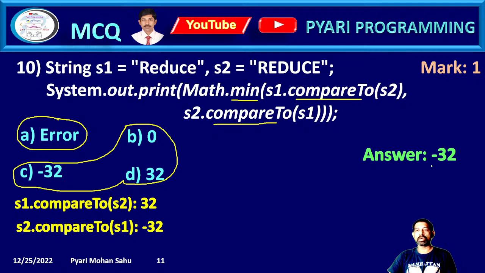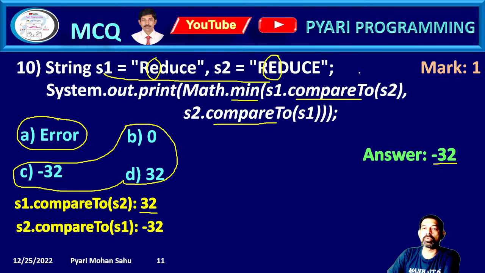It is minus 32. It is all a game of ASCII values. S1 dot compareTo S2 is your plus 32. S1 is compared with S2. Now this E and this E is a mismatch. So lowercase E has the highest value. So that's why this will give you plus 32.